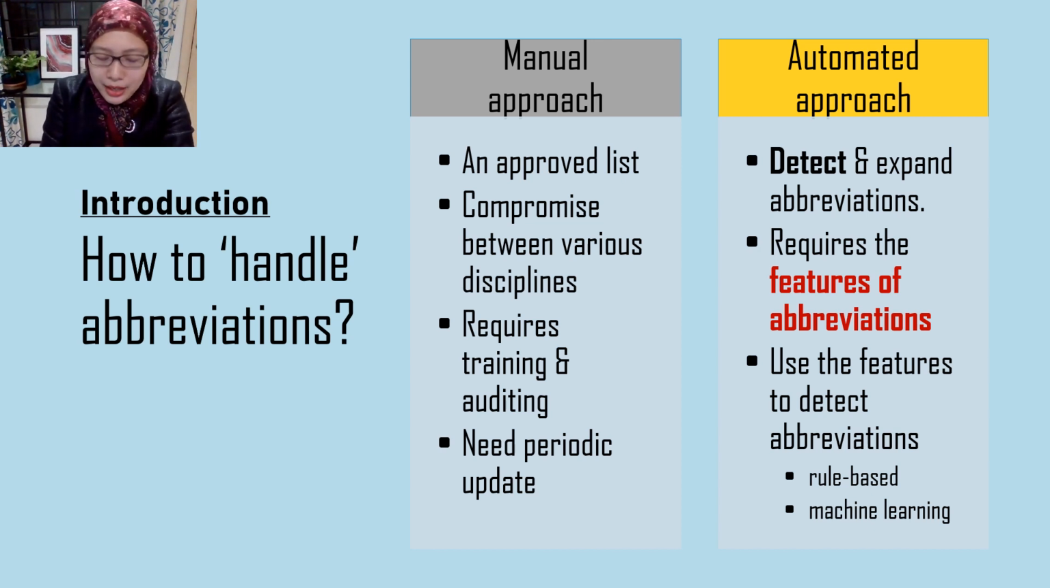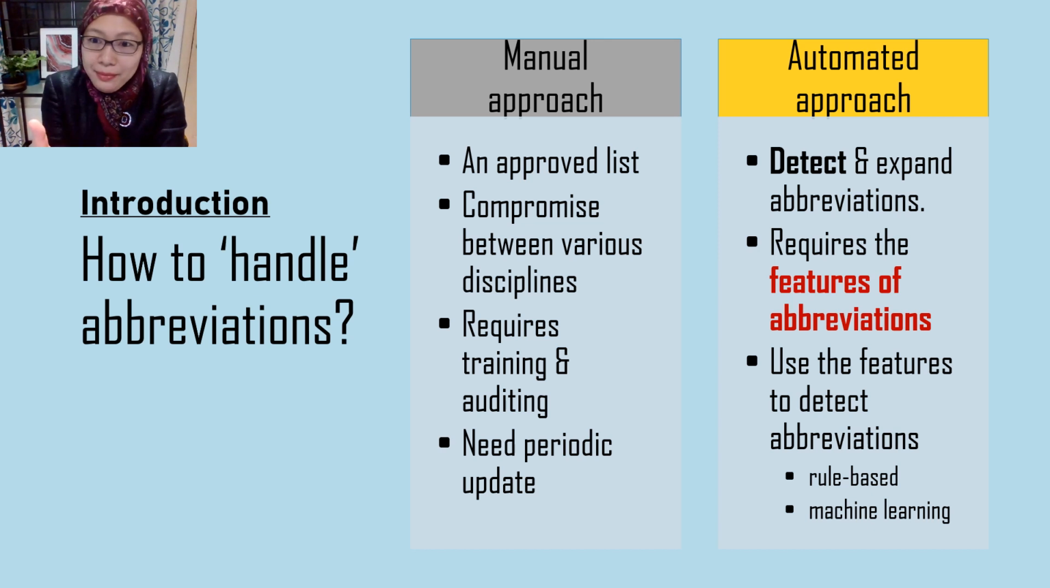Previously, handling abbreviations can be done by a manual approach. What it means by manual approach is that you have an approved list. Somebody created a list of abbreviations that can and cannot be used. The problem with this is if one discipline can use the abbreviation that they want, the rest has to compromise.